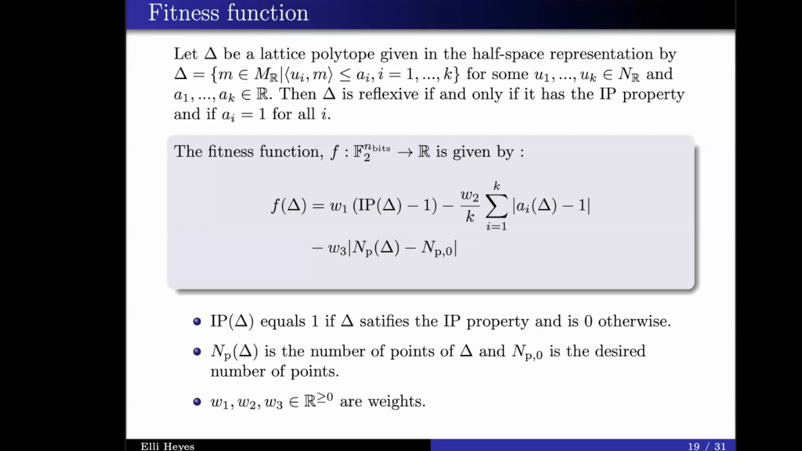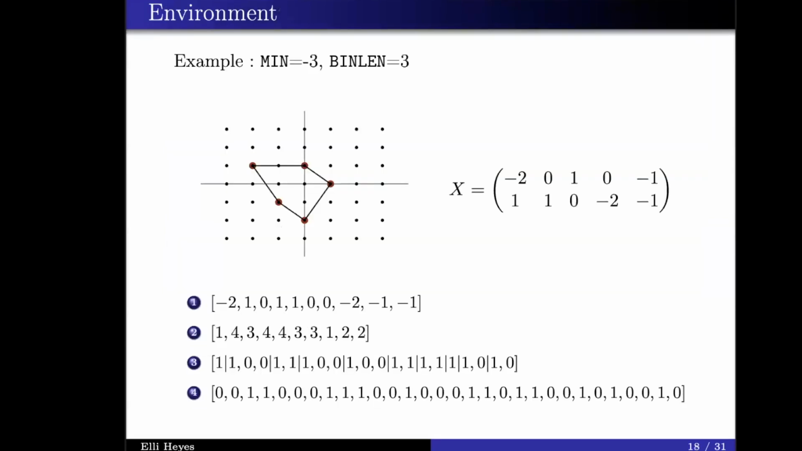Finally, the third term: we include this when we want to search for polytopes that aren't just reflexive, but also have a certain number of points. As I'll show you in a second, that is what we did in certain situations. This time, np of delta is the number of points of the polytope, and np zero is the desired number of points. Maybe I should make clear what I mean by points. This polytope, for example, has 5 vertices in red, but it also has 3 interior points and another interior point of the facet here. So it has 5 vertices, about 9 points. That's what I mean by points.